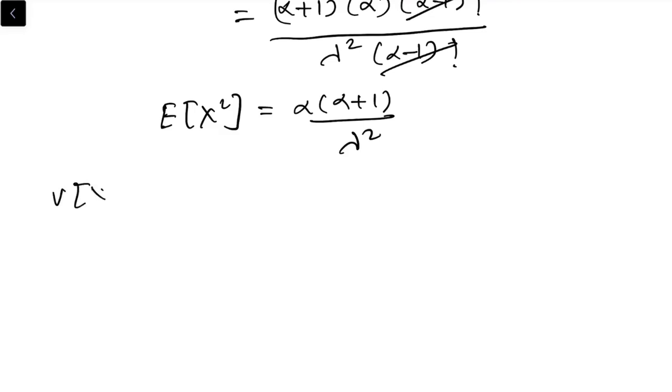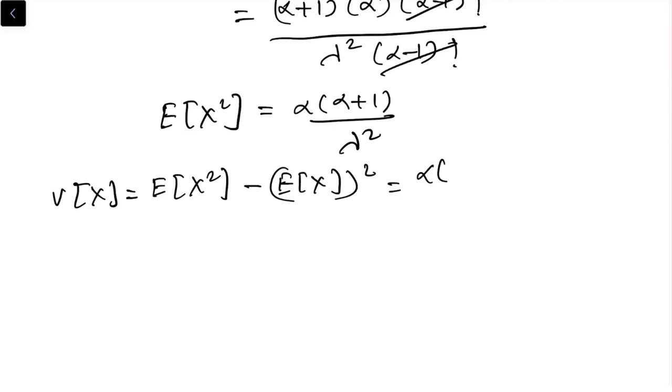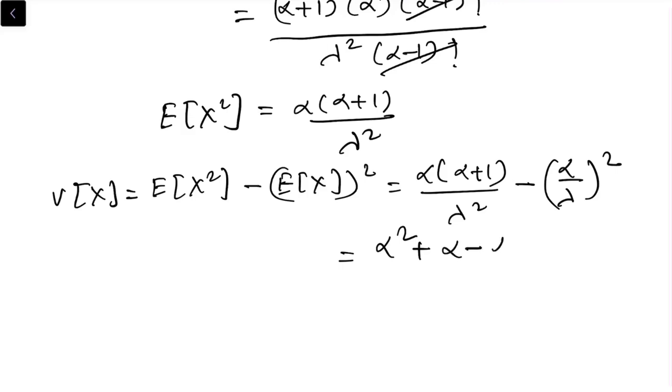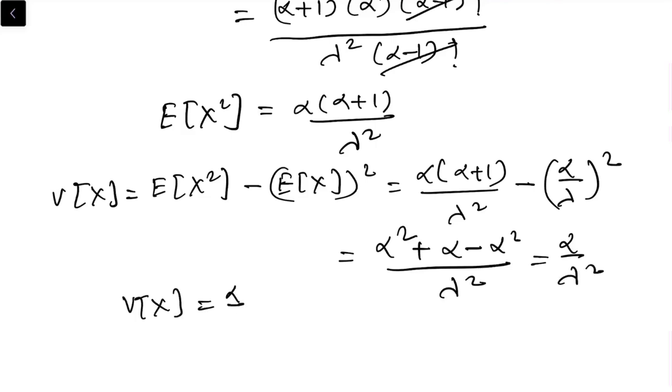Now variance of x is expectation of x square minus expectation of x whole square. This is alpha times alpha plus 1 divided by lambda square minus alpha by lambda whole square. So this is alpha square plus alpha minus alpha square divided by lambda square, which is alpha by lambda square. So the variance of x is alpha by lambda square. Okay.